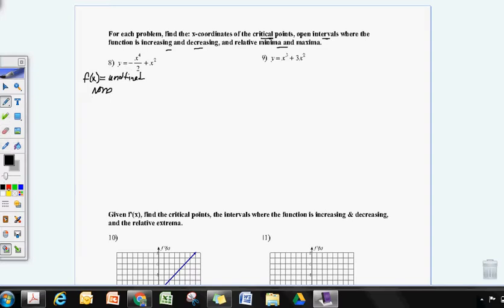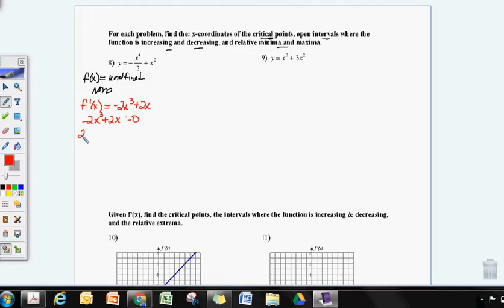So then I have to go and find my derivative. So for my derivative, in this case, I'm going to power that down. So that 4 comes down, the 4 and the 2 are going to reduce. I'm going to get negative 2x to the third plus 2x. I take that derivative and I set it equal to 0.